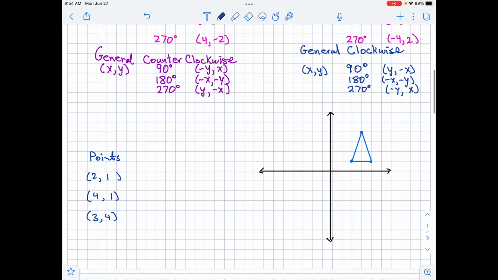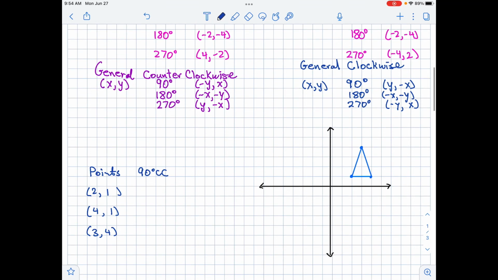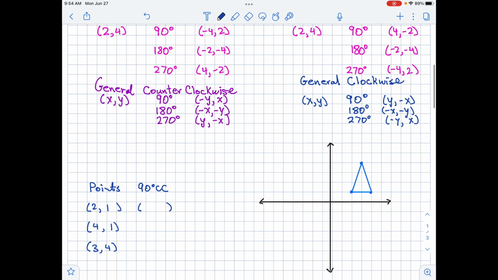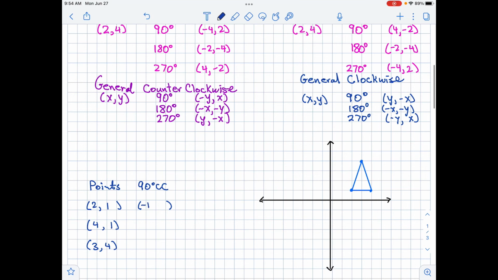Let's look at 90 degrees counterclockwise. Okay, let's see what's going to happen here. If we worked through this, what would happen to this point? Well, now remember we're going counterclockwise, so this is going to be -1, 2. See, I'm looking back at this thing. So now let's get the other points.